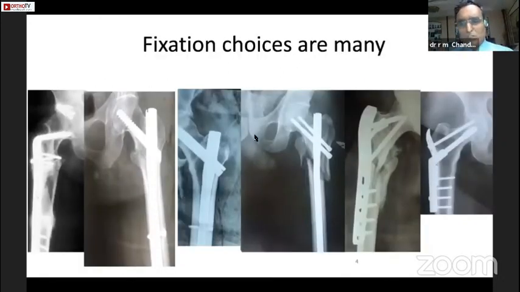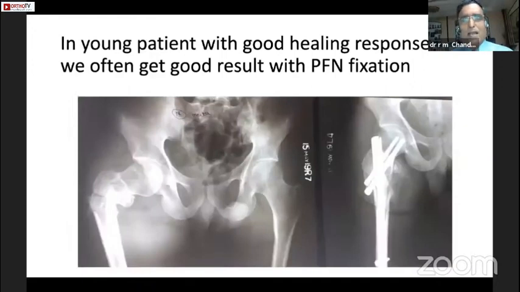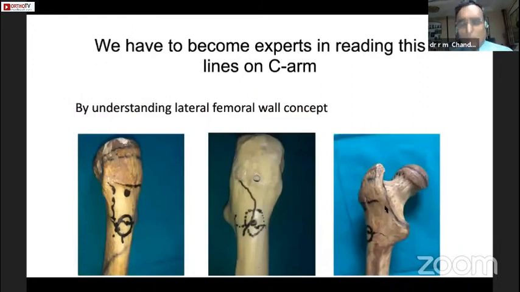There are so many fixation choices that we are not debating. In a young patient, the healing is really very good. So in this young patient with a lateral wall implication and a PFN, the healing was exceptional and she healed very nicely. But in a given patient, we have to become experts in reading the lines on the C-arm by understanding this lateral wall concept.